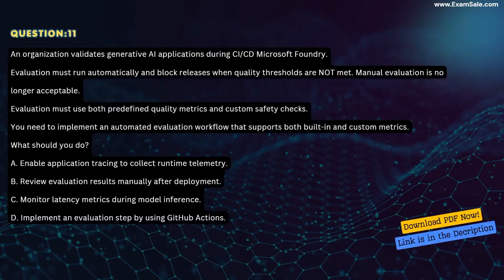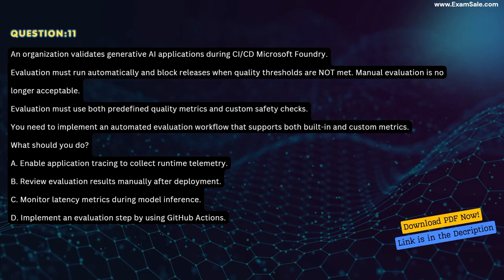Question 11. An organization validates generative AI applications during CI/CD in Microsoft Foundry. Evaluation must run automatically and block releases when quality thresholds are not met. Manual evaluation is no longer acceptable. Evaluation must use both predefined quality metrics and custom safety checks. You need to implement an automated evaluation workflow that supports both built-in and custom metrics.